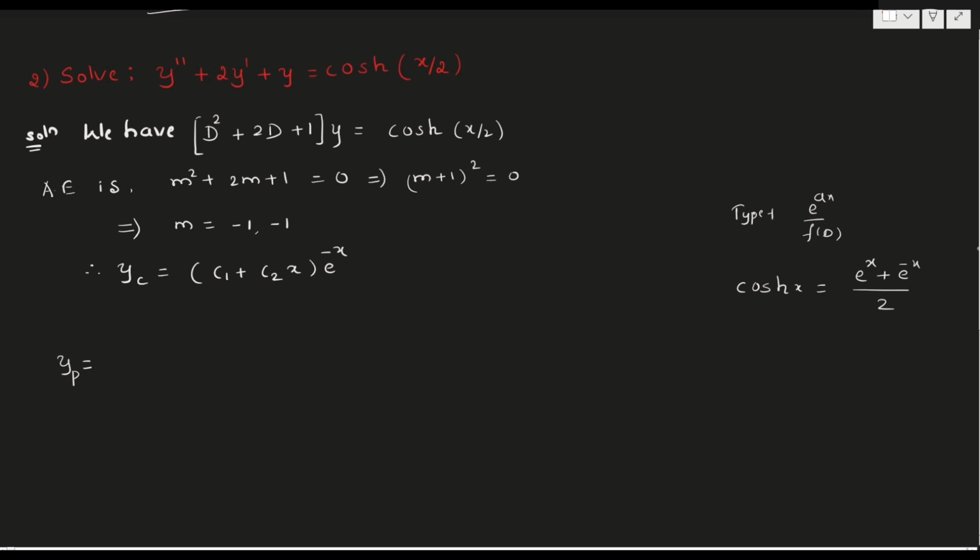Once you write this in exponential form, you may write it as 1 by 2 (e raised to x by 2 plus e raised to minus x by 2). This is our e raised to ax in the type 1, divided by f of D. F of D is what? D square plus 2D plus 1. D square plus 2D plus 1 is what? D plus 1 whole square. Okay, understood how to convert this into standard form?